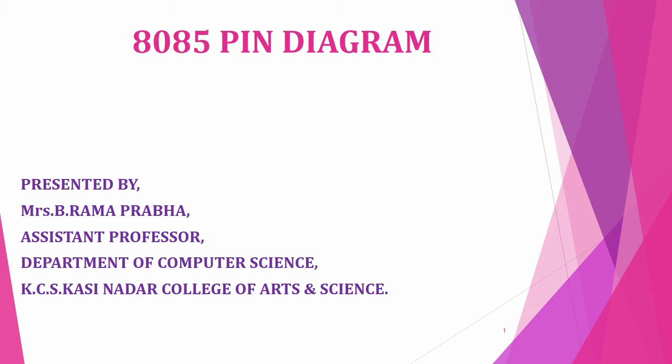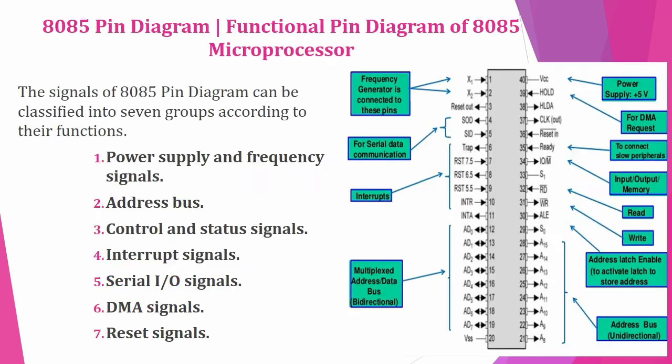In this video, I am going to brief about the functional pin diagram of 8085 microprocessor. The signals of the 8085 pin diagram can be classified into 7 groups according to their function: power supply and frequency signals, address bus, control and status signals, interrupt signals, serial I/O signals, DMA signals, and reset signals.